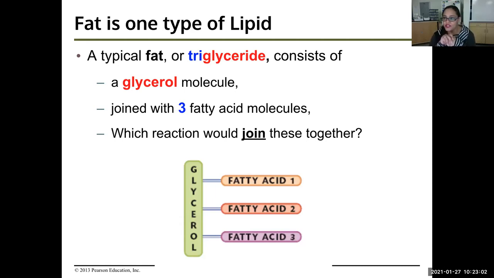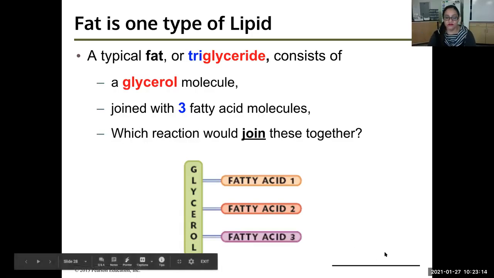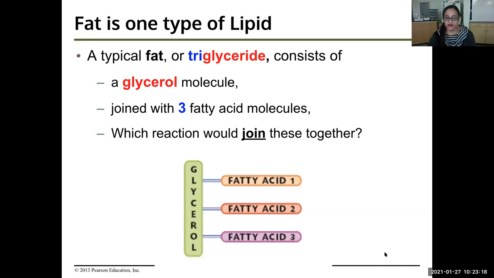And then there's another reaction question. Which one of our reactions, dehydration synthesis or hydrolysis, would join or combine all of these molecules together? You can take a guess or make sure you know it for your lab and your test later.